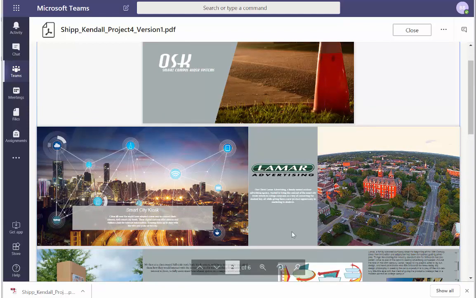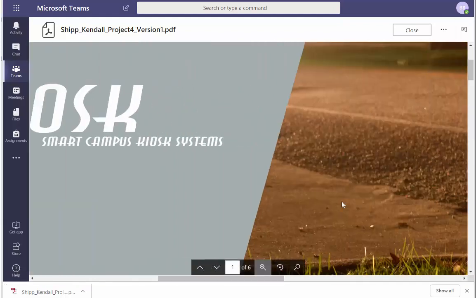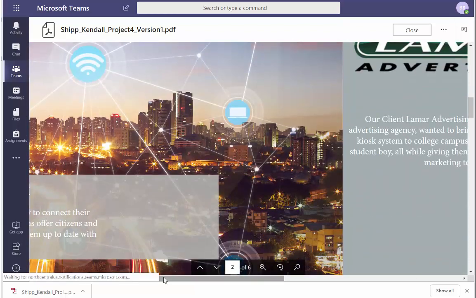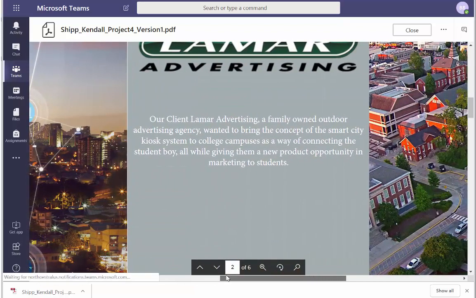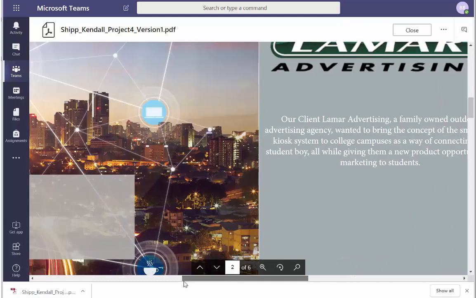Lamar advertising. Who are they? Just give me some basic information on the client and why in the world they are at Auburn. And this is what I don't want to do, you know. I don't want to have to zoom in to find text. What do you want student boys for? This is awkward already. All right, I read what you're saying. I just don't know what that means.